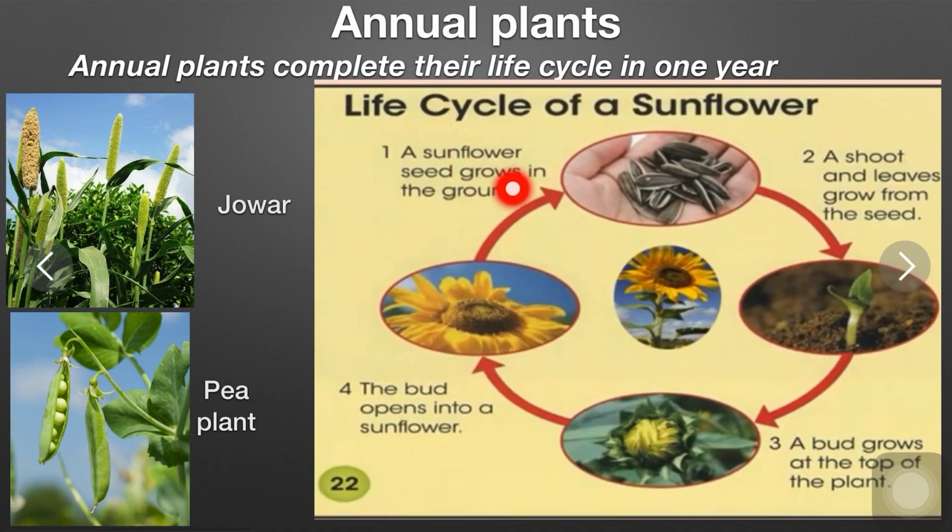A sunflower seed grows in the ground. Then a shoot and leaves grow from the seed. Then a bud grows at the top of the plant, and finally the bud opens into a sunflower. Even jawar and pea plant are also annual plants whose life cycle is for 1 year.